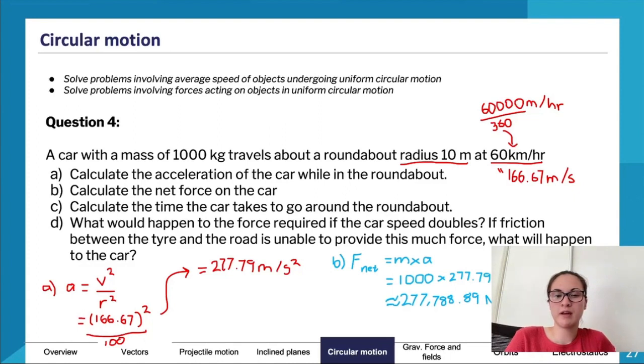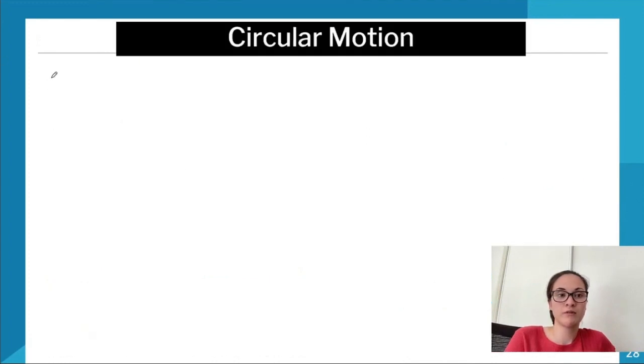Yeah, and there shouldn't be any errors there because it looks like all the units are right. But if you spot any errors, feel free to sing them out because it would be good practice for you. Now we're going to go on to C. So calculate the time the car takes to go around the roundabout. So put C over here.